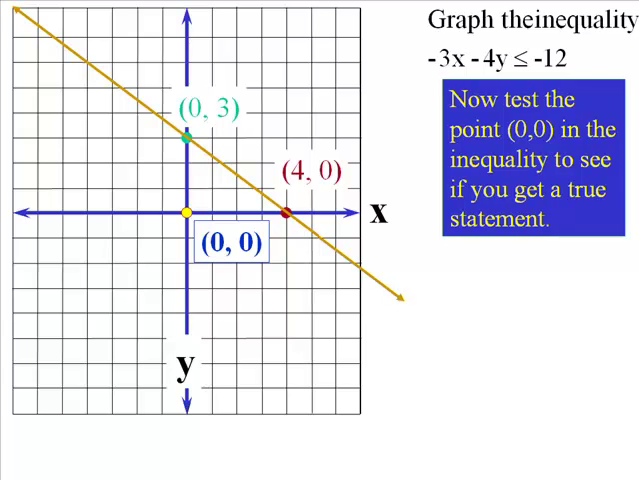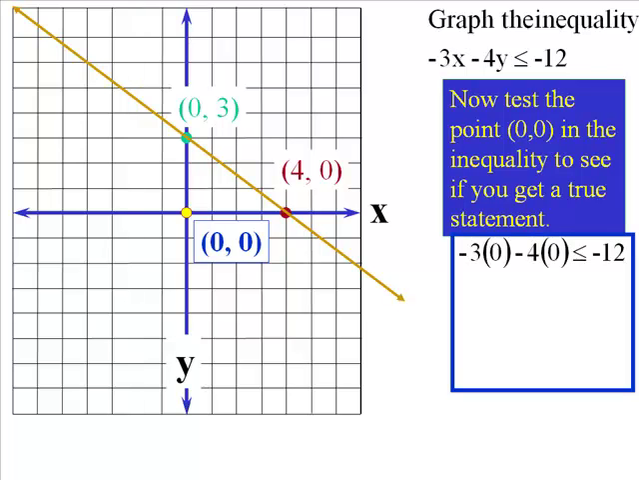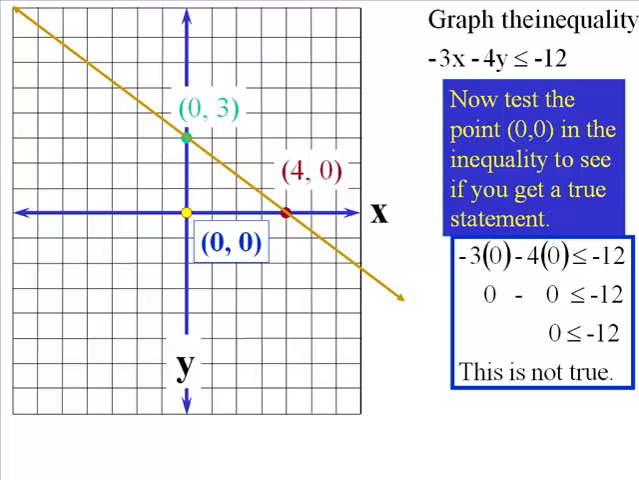Will we get a true statement if I put 0 in for x and 0 in for y? Will this give me a true statement? Now you had negative 3 times 0 because x was 0, and negative 4 times 0 because you have negative 4y, and 0 is for y. So negative 3 times 0 is 0, negative 4 times 0 is 0. We're saying that 0 is smaller than negative 12. Well, on a number line, is 0 to the left or to the right of negative 12? Is 0 smaller than negative 12? On a number line, it would be to the right of it. We know that 0 is not smaller than negative 12. So this is not true.